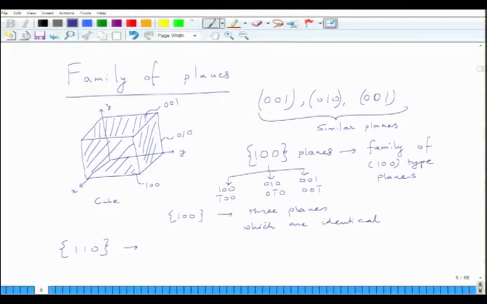Similarly, if you look at 1 1 0, {1 1 0} would imply 1 0 1, 1 1 0, 0 1 1. It would also imply 1 0 bar 1, 1 bar 1 0, 0 1 bar 1, and you can make some more combinations out of it. So, I will just leave them to you. So, these are called a family of planes, and if you look at the number of planes here, this is called the multiplicity of the planes.